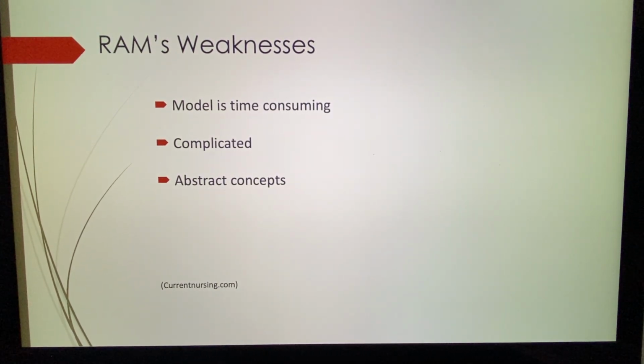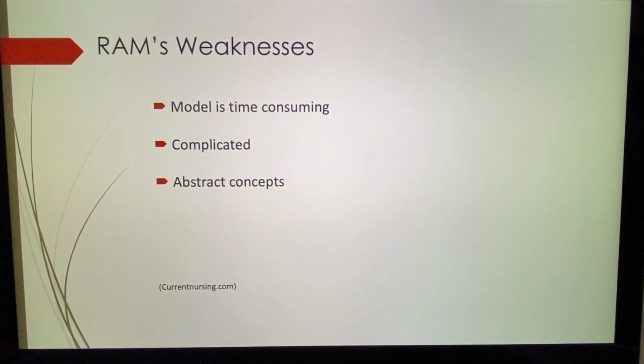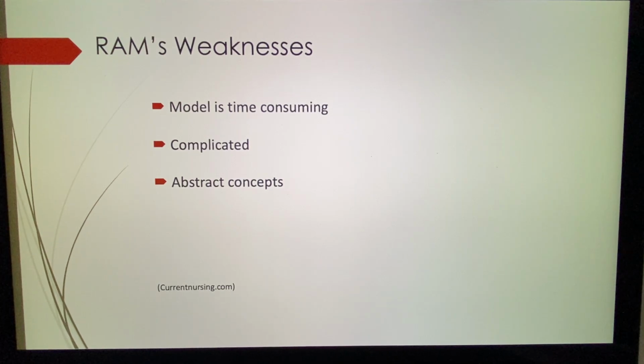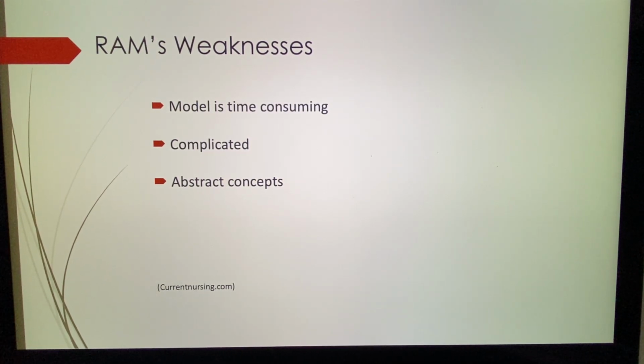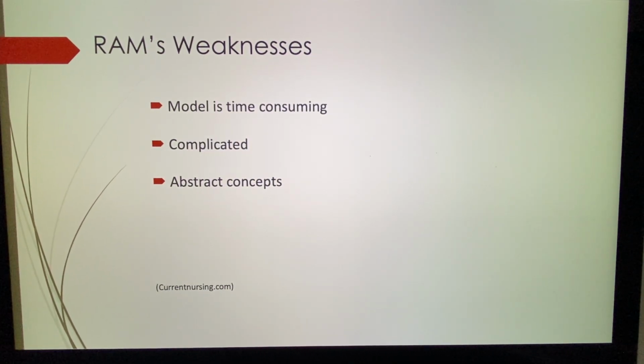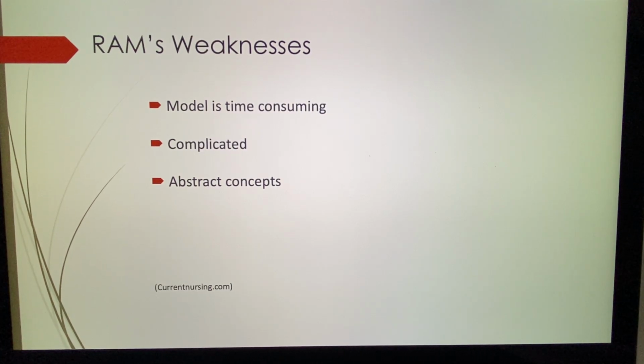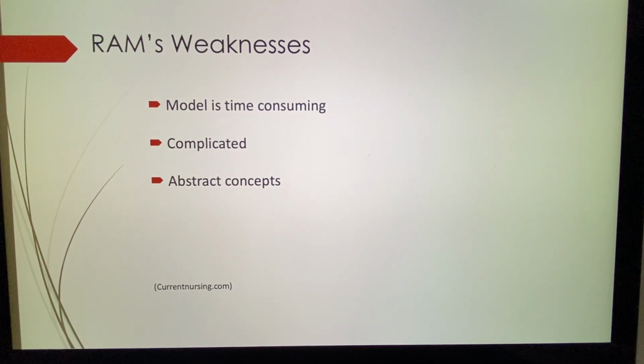But Roy's adaptation model has some weaknesses. This model is time-consuming, and in order to evaluate all the facets of the patient, it requires a lot of input. Because this model includes so many systems, structures, and concepts, it is also complicated. The concepts are abstract, and so they can be difficult for nurses to apply.